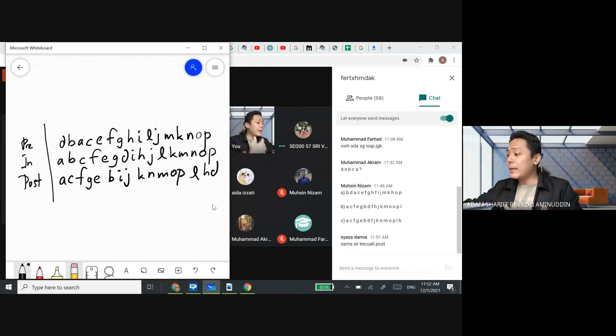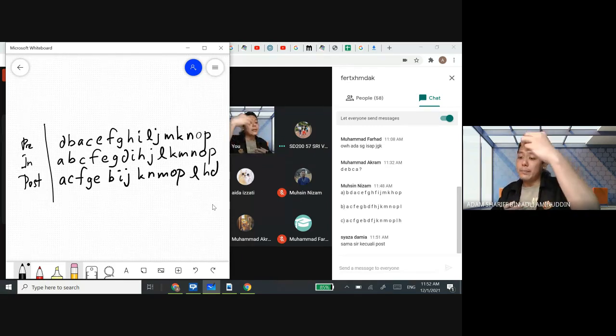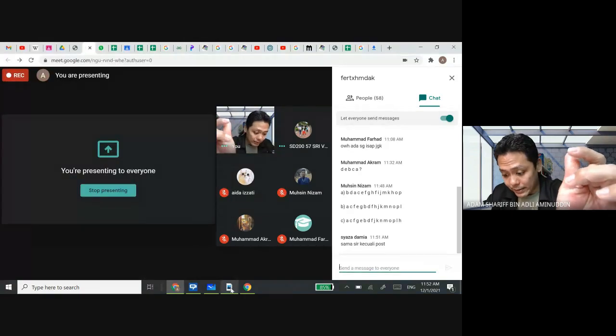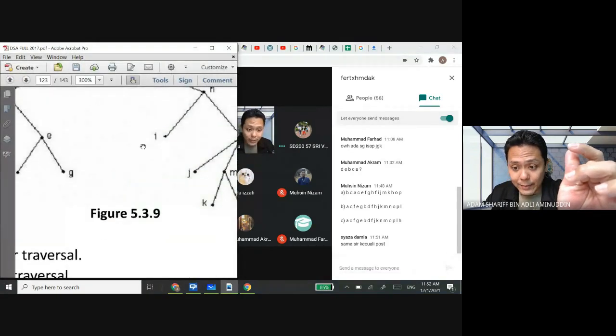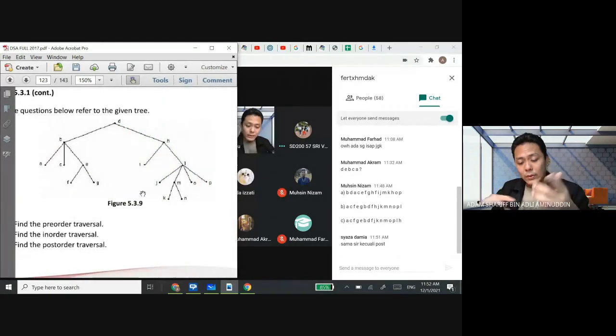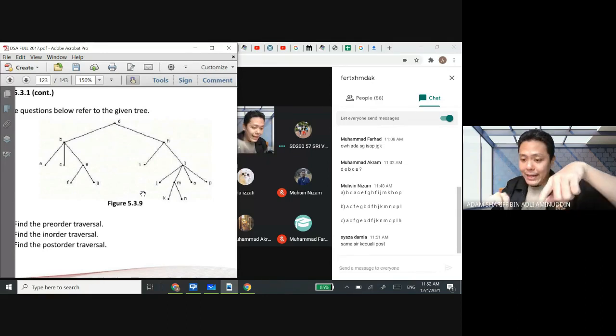Post order, the idea is left then right then root. So the root will be the last priority. Syaza, saya check sekejap jawapan soalan ni balik. So A, C, F, G, E, B. Then I go back to I, J, K, N, M, O, P, L, H, D.